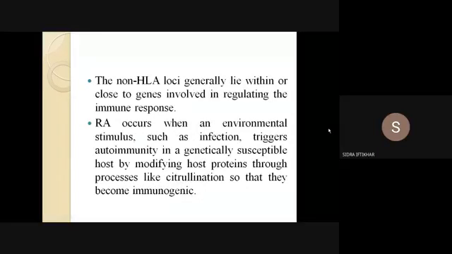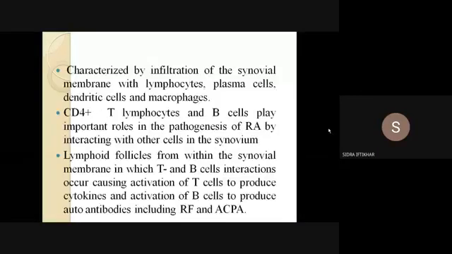Next slide. Genes involved in regulating the immune response. Rheumatoid arthritis occurs when an environmental stimulus such as infection, like I already told you, triggers autoimmunity in a genetically susceptible host by modifying host proteins through processes like citrullination, so that they become immunogenic. It is characterized by infiltration of the synovial membrane with lymphocytes, plasma cells, dendritic cells, and macrophages.